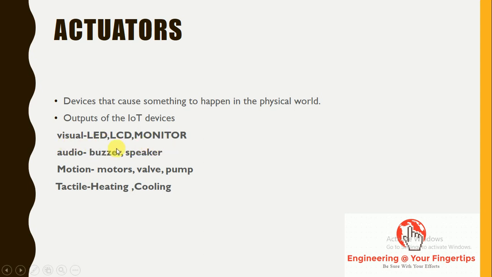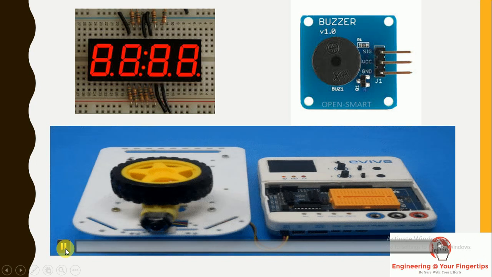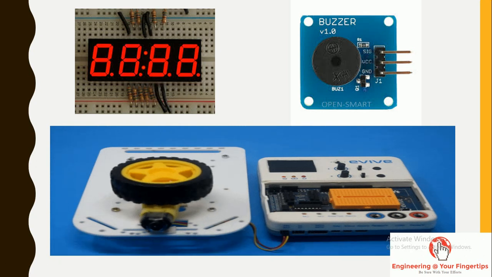So it could be visible, maybe it's a LED or a set of LEDs, lights go off and on, an LCD, that is liquid crystal display, or a serial monitor. All these things are output devices and are called actuators. Audio, so maybe it's a buzzer or a speaker, so it can make sounds of some kind. Motion, so they can cause motion. Maybe one of the actuators is a motor, that is a common thing to move something in the physical world. A valve or a pump to move water or some kind of liquid to let it pass through a pipe or something like that.